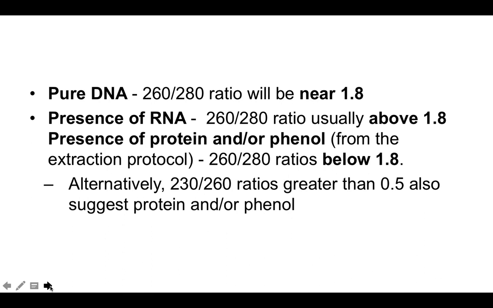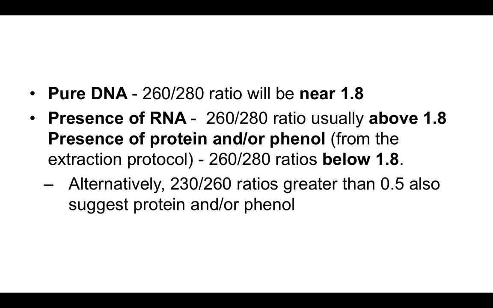If you have a 260/280 absorbance ratio that is 1.8 or near 1.8, you can characterize your DNA isolate to be pure, to have high purity. On the other hand, if that ratio is above 1.8, it may indicate that your DNA sample is contaminated with RNA. Absorbance ratios below 1.8 indicate possible presence of protein or phenol.